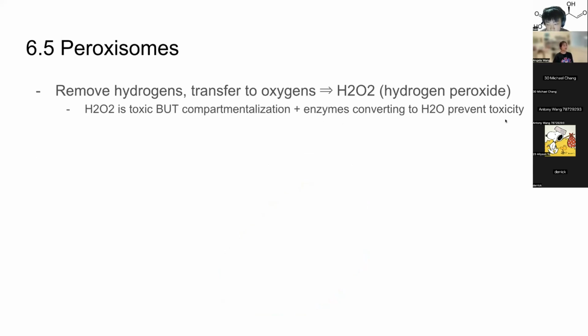And then here I will also be discussing a little bit about peroxisomes. So peroxisomes basically remove hydrogens from metabolized products and transfer them to oxygen, which creates H2O2, which is hydrogen peroxide. So hydrogen peroxide is toxic, but peroxisomes have compartmentalization and also enzymes converting H2O2 to water to prevent the toxicity.